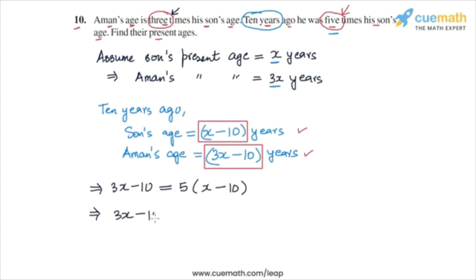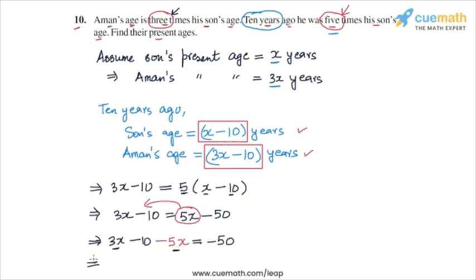We will get 3x minus 10. On the right side, let's expand the product. So we have 5 into x, 5x, and we have 5 into minus 10. So that's minus 50. Now let's take this 5x and transpose it to the left side. So this will give us 3x minus 10 and then minus 5x from the right hand side equal to minus 50 from the original RHS. Now 3x minus 5x is minus 2x. So we have minus 2x and we have minus 10 is equal to minus 50.